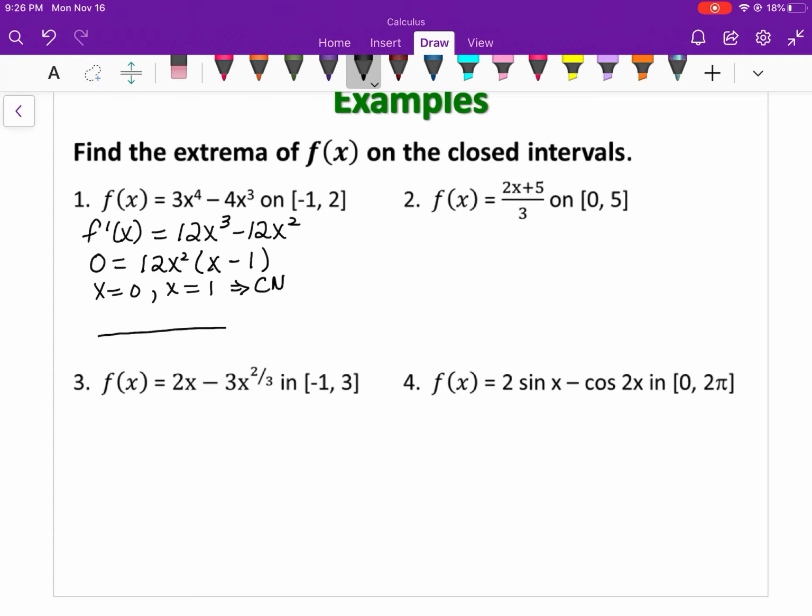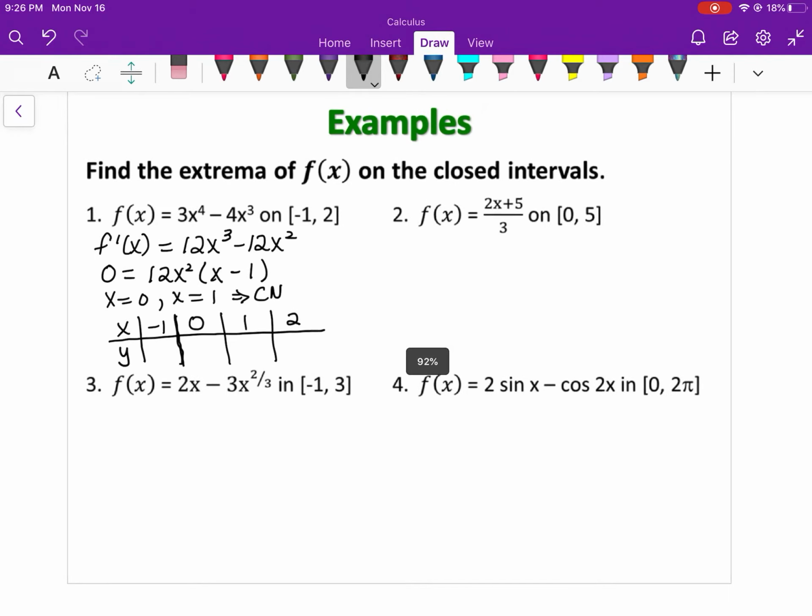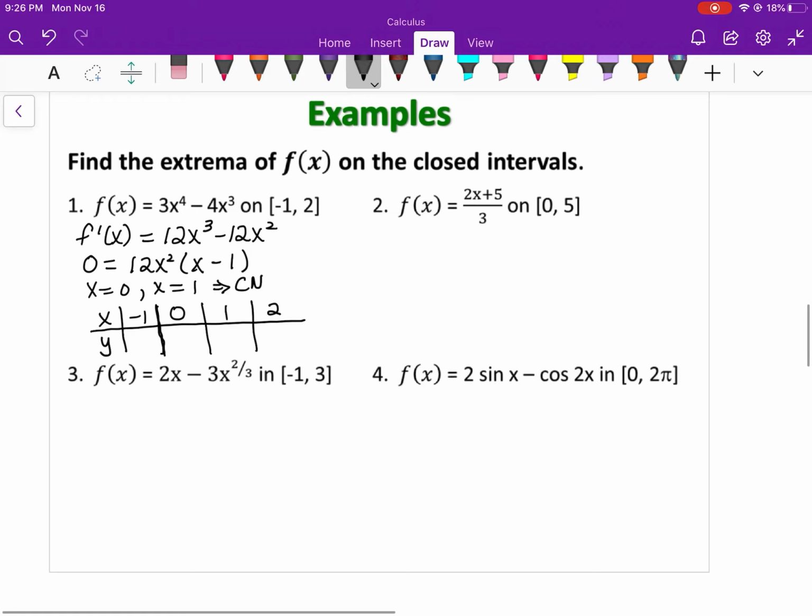So what we're going to do now is set up an XY table. We will put in our endpoint, and then 0, and then 1, and then 2. Now then, you're going to be plugging each of these back in to the original function. So I'm going to be plugging them back in here. Let me take out my y here. I'm going to call that f of x, so you know exactly where I'm plugging them in.